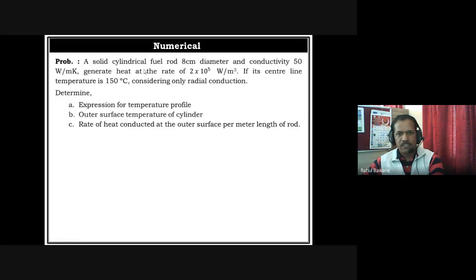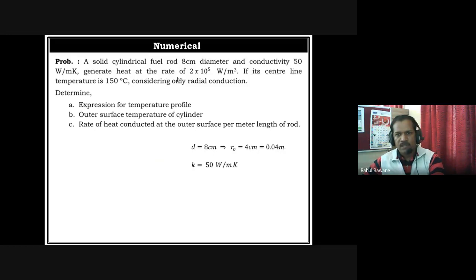Now we will see one numerical on this concept. The numerical is a solid cylindrical fuel rod, 8 centimeter diameter. So diameter is 8 centimeter, so radius will be 4 centimeter. So R0 has a value 0.04 meter, and conductivity 50 watt per meter Kelvin. So K value is given.